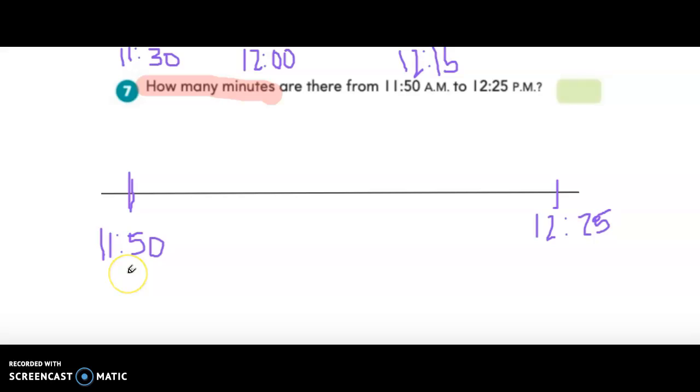So take a look at your start time and think for a second, what is the hour that comes after 11:50? So I hope you came up with 12. So we're going to skip to 12 o'clock. And now we need to think, from 11:50 to 12 o'clock, 10 minutes pass.